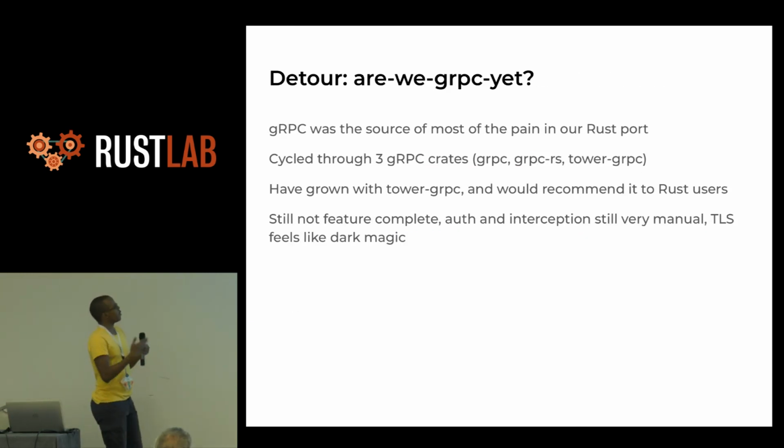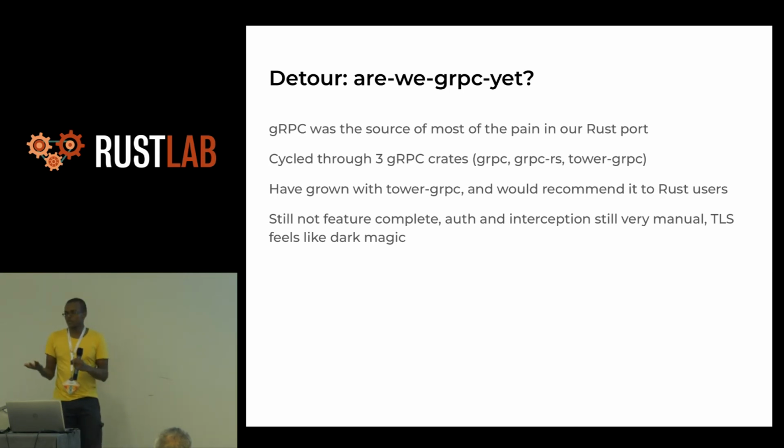So just a quick detour, are we gRPC yet? Would anyone say yes in terms of us being gRPC in Rust, or no? Oh, probably a no. Okay, cool. So gRPC was the source of a lot of the pain that we had when we were porting from Rust. We cycled through 3 gRPC crates, as I've mentioned. We've grown with Tower gRPC from the days of that warning to 0.1 being released a few days ago. It's still not feature complete. Auth and interception are still very manual. TLS support is very difficult, but typically you hide it away from the end users. You just put Nginx as a proxy in between anyway.